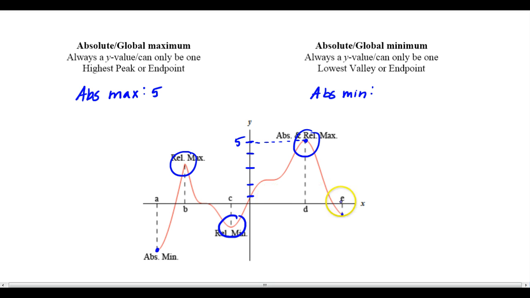Well, here's an endpoint, and here's an endpoint. So which one's smaller? If we try to measure it down, this value would be, let's say, -5, and this value here lines up with, let's say, -1. -5 is smaller than -1, and this point might have been -3. So of the endpoints and that relative min, which one's the smallest? -5. So the absolute minimum on this problem corresponds to an endpoint, and it happens at -5.